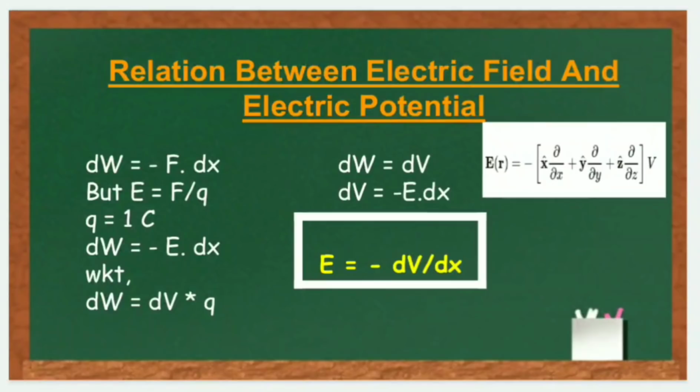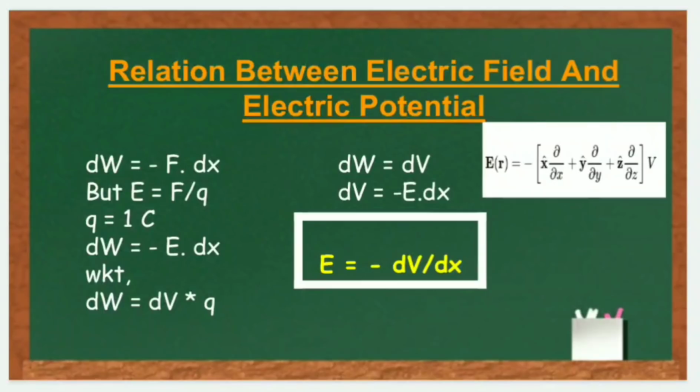So that work is equal to, as usual, dW is minus F dot dx, F into dx. So what does this minus stand for? We are doing the work against the field, and that is why there is a minus sign. Okay children, now we know that E is equal to F by Q. Now replace Q with 1 coulomb, because we are speaking about a unit positive charge here. So automatically you can replace F with E. So dW is equal to minus E dx.